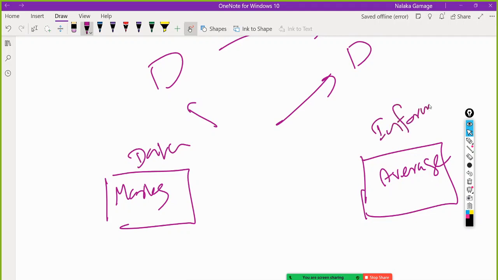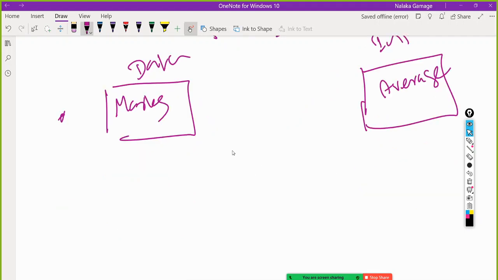Okay, so I need another example which is not related to marks, or not related to average. So 1 plus 1 is data. Information: 2. Yes, that answer is information. Okay, I will accept that also.